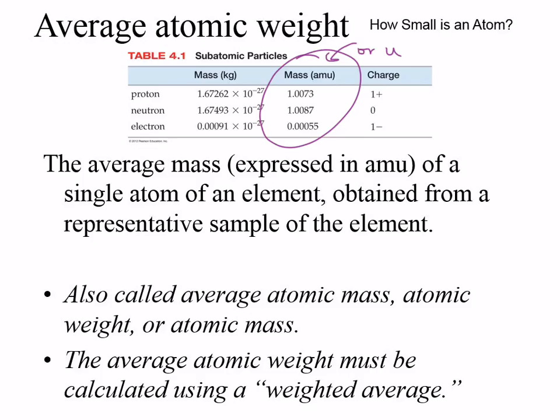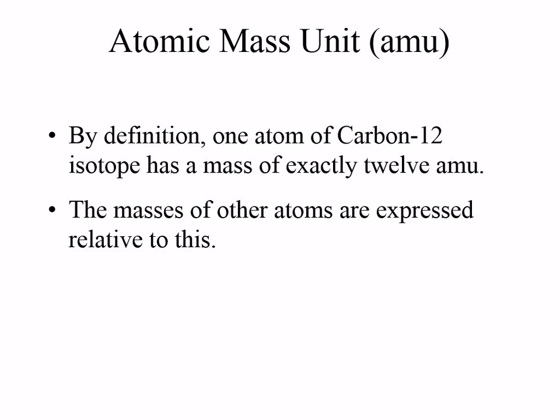But the problem is carbon has a couple of different versions. The carbon-12 version is 98.9% of all carbon atoms. The carbon-13, the heavier version, is 1.1%. So you really can't just add them together and divide by 2 to come up with this decimal number, because you have a whole bunch more carbon-12 than carbon-13. So there's a way to get to this decimal number that we're going to talk about.